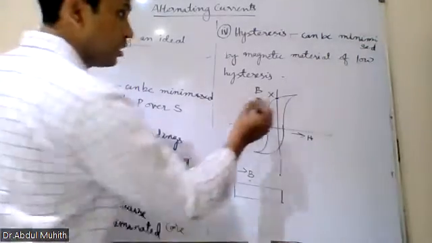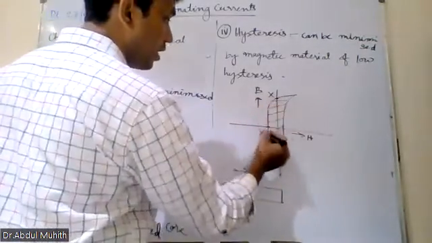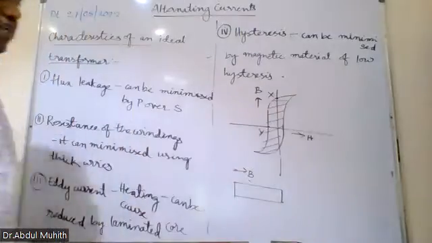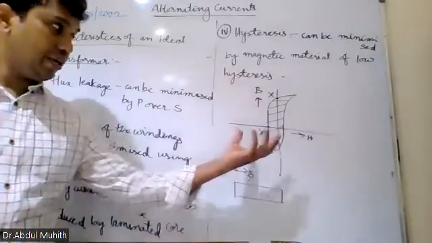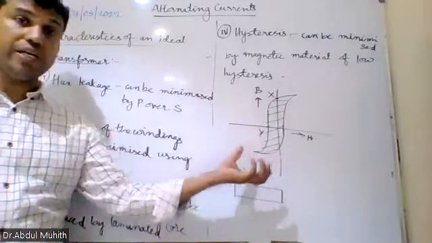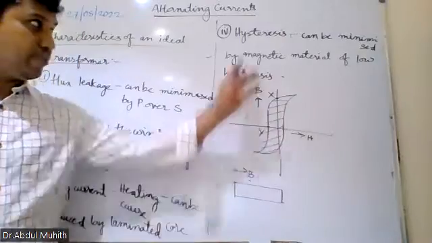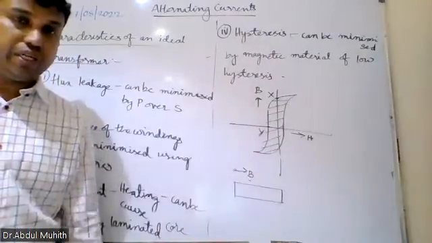And what is the loss? If you calculate the area under this graph, that is the magnetic loss taking place. That magnetic loss is converted into heat energy. That is said to be hysteresis loss.